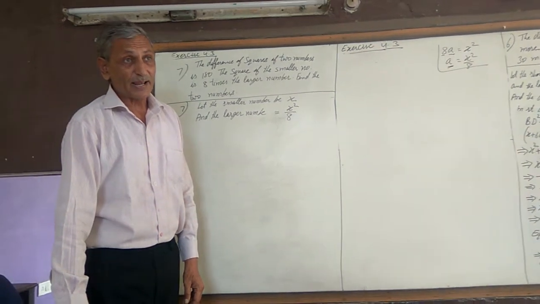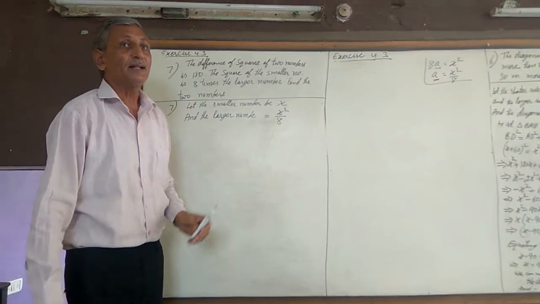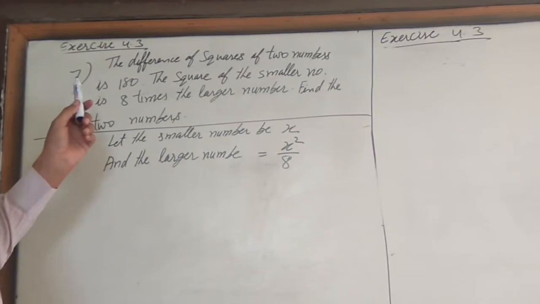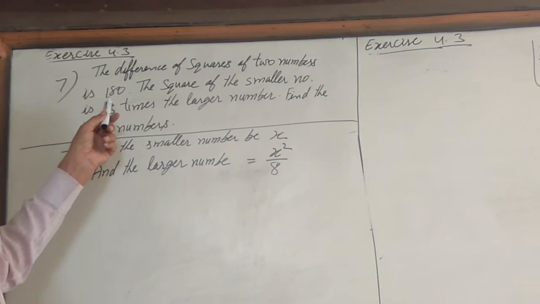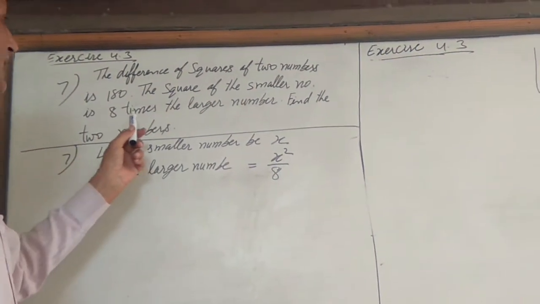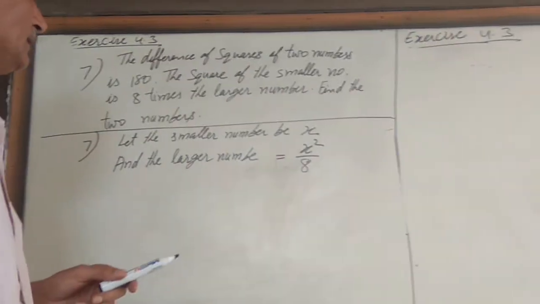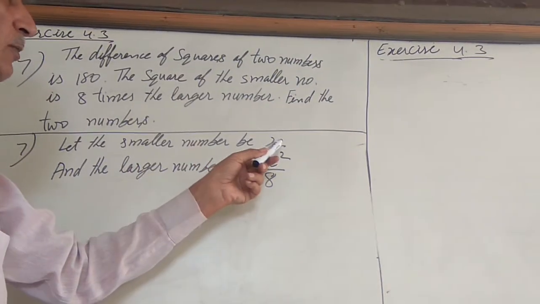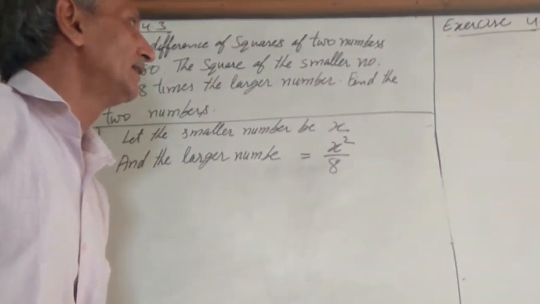We have taken up exercise 4.3 and sum number 7. Let's read out the sum first. The difference of squares of two numbers is 180. The square of the smaller number is 8 times the larger number. Find the two numbers. Let's take the smaller number to be x.